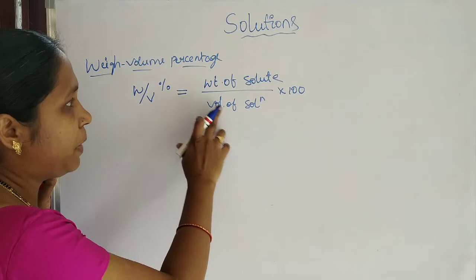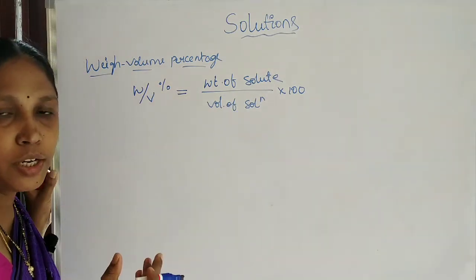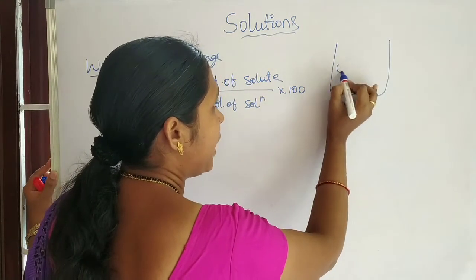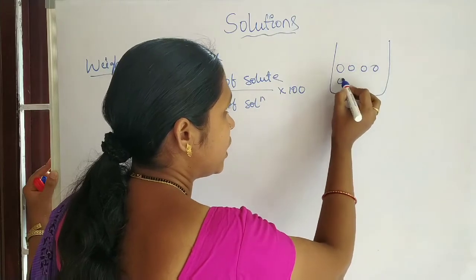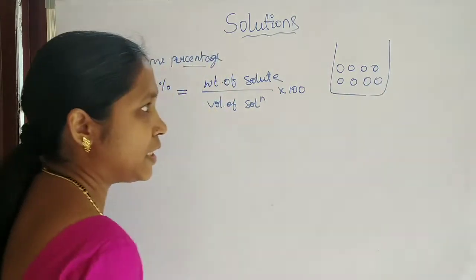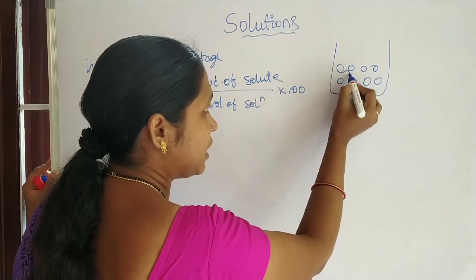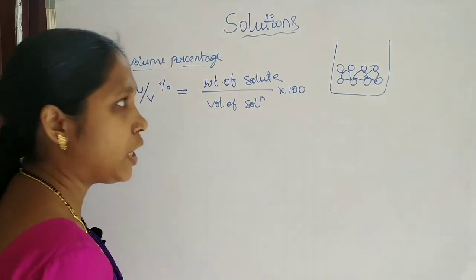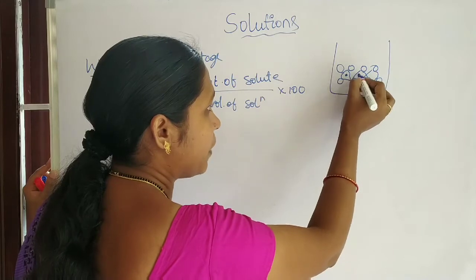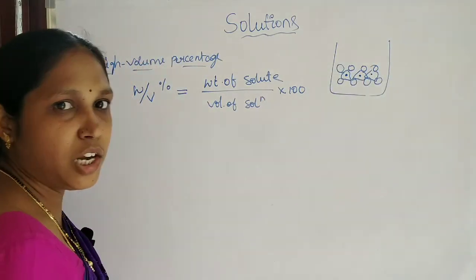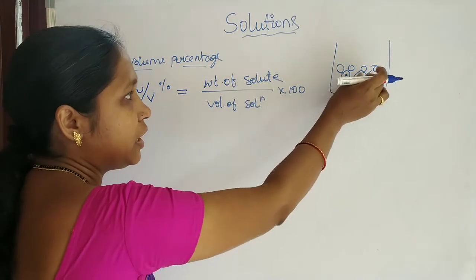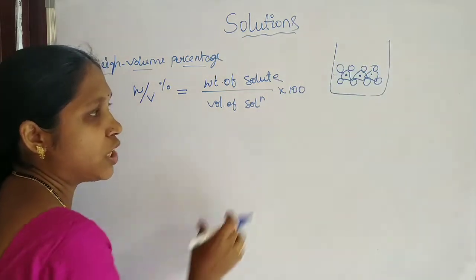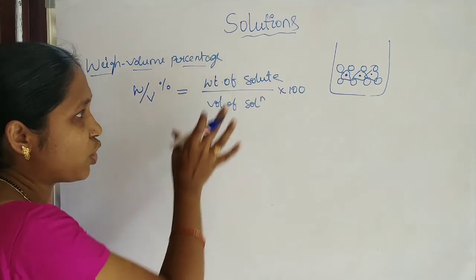Here, by the addition of a solute, the volume of solution does not change. Why? If you take a liquid sample, the particles are arranged loosely, so there are some interparticle spaces. If we add a solid to the liquid, the solid particles occupy the spaces between the liquid particles, the interparticle spaces. So the volume of a solution does not increase by the addition of the solute.